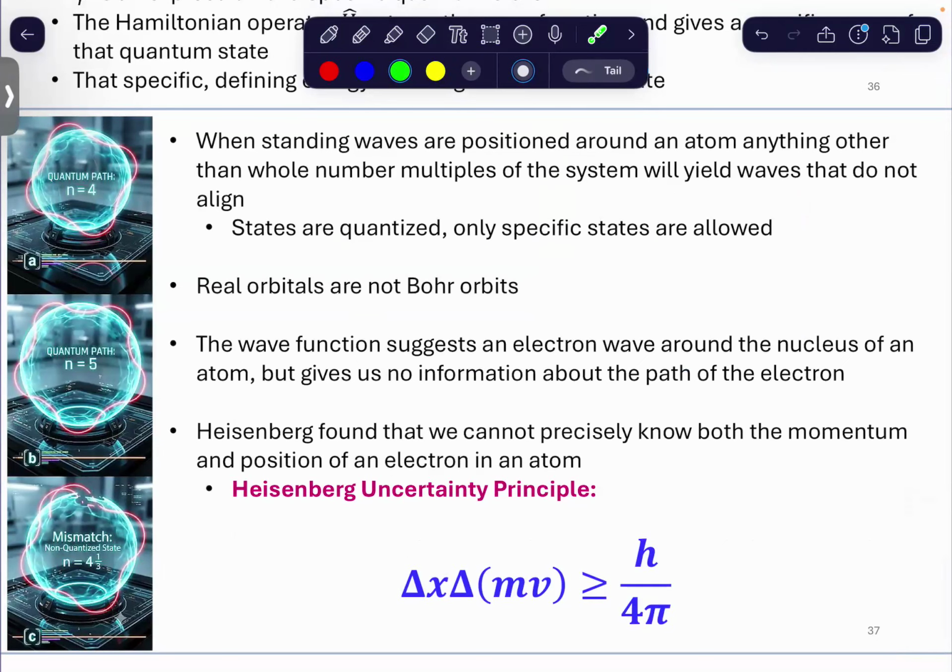They started to find that when these standing waves are positioned around an atom, the different energy levels have to be whole number multiples of the ground state energy. When you got values for n that are fractional, then the standing waves would not match up on the other side. You'd get these weird overlapping patterns, and it would just destroy the whole quantum state. So once again, you see that these quantum systems have to be very discrete whole number multiples of each other. They cannot be a continuous spectrum of energies.